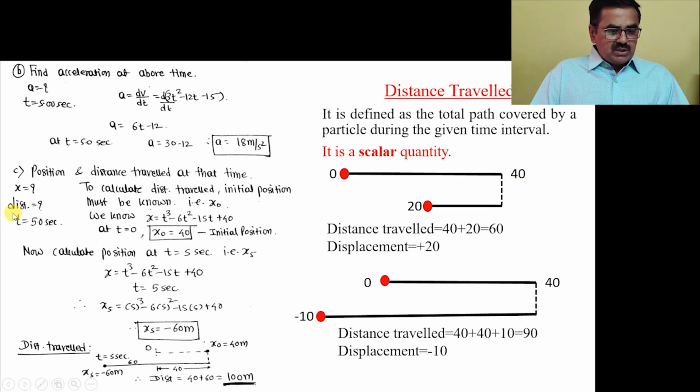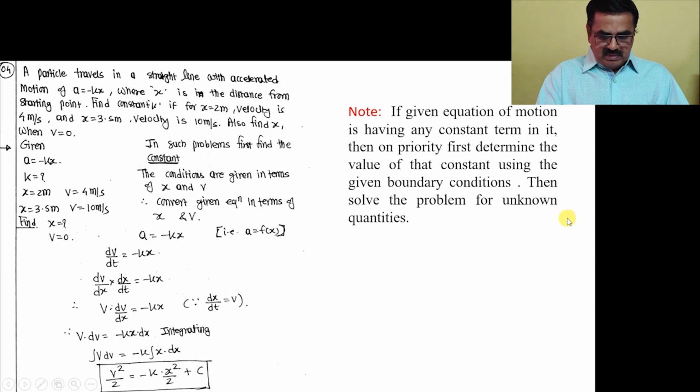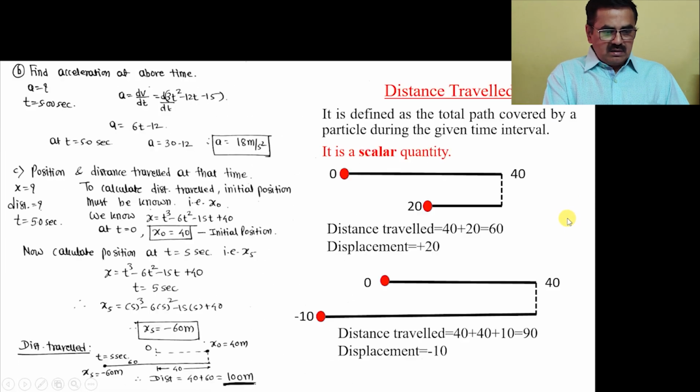And C, position or distance traveled. Position and distance traveled by the particle at that time. So here find position and distance traveled by the particle at t is equal to 0. To calculate distance traveled, the initial position of the particle must be known. So when you need distance traveled, you must know the initial position of the particle.